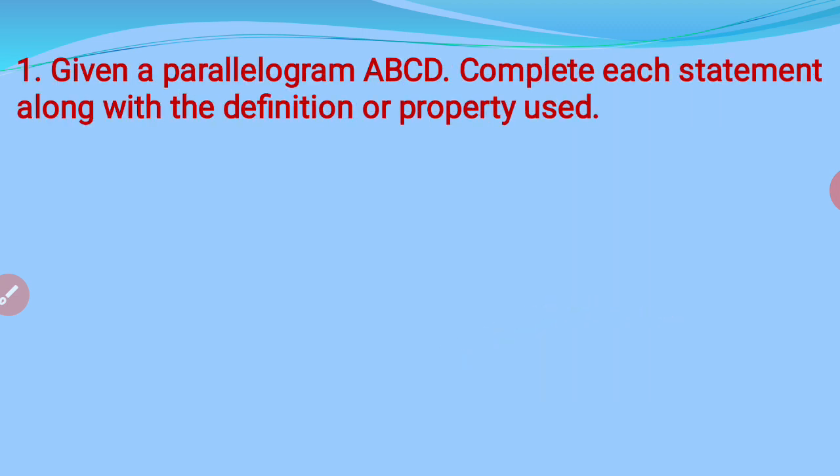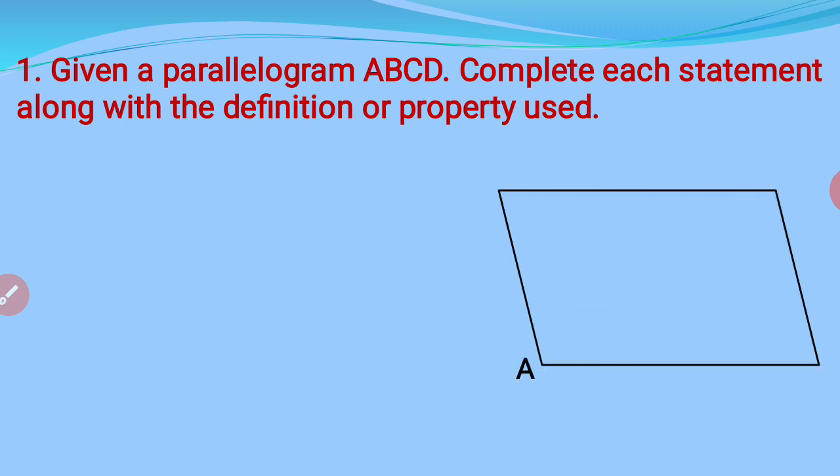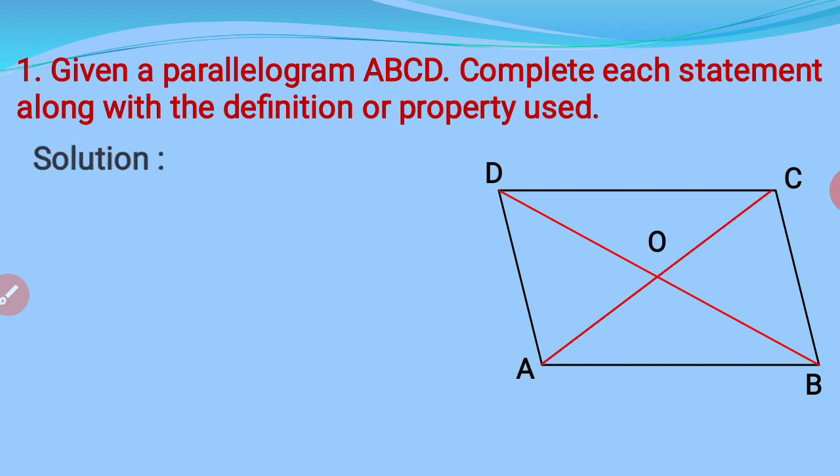Here you have been given a parallelogram ABCD. The question is, complete each statement along with the definition or property used. So this is your quadrilateral ABCD. The diagonals are also shown, which are intersecting at the point O. Now the statements are given and you have to complete the statements. Moreover, you have to tell the definition or the property whichever you have used.